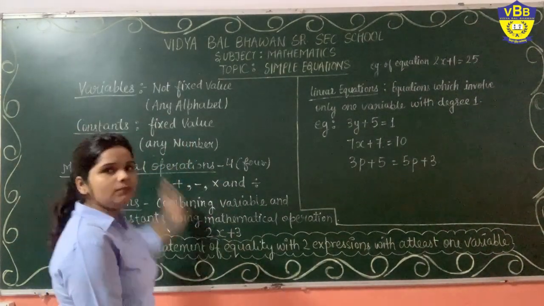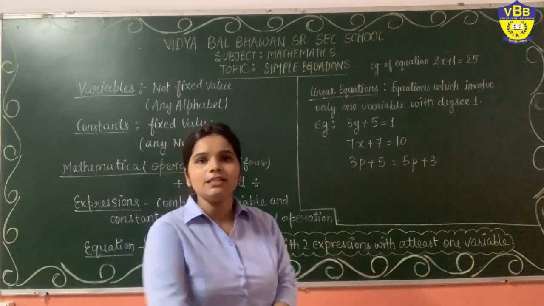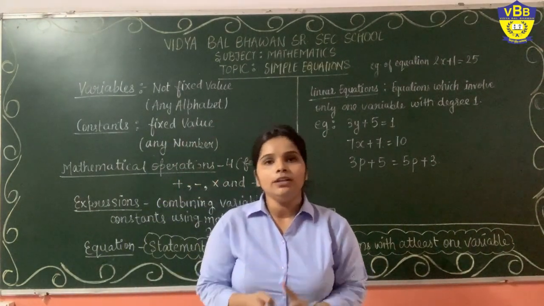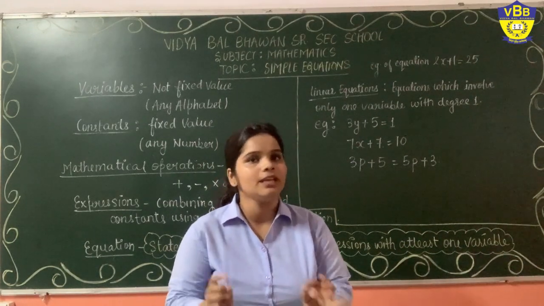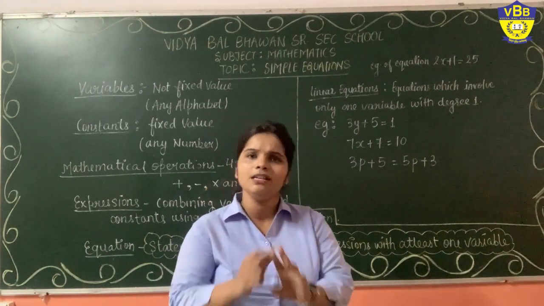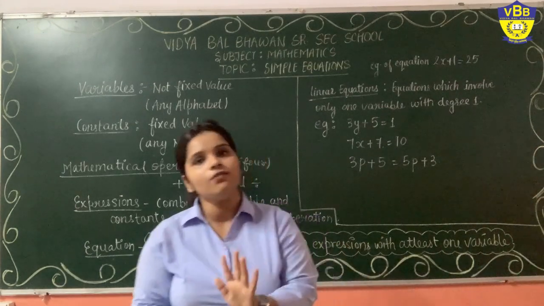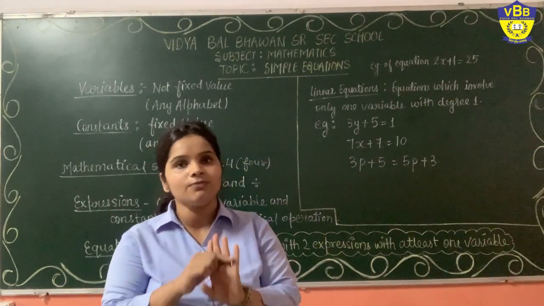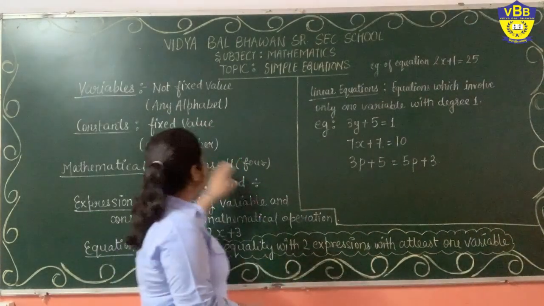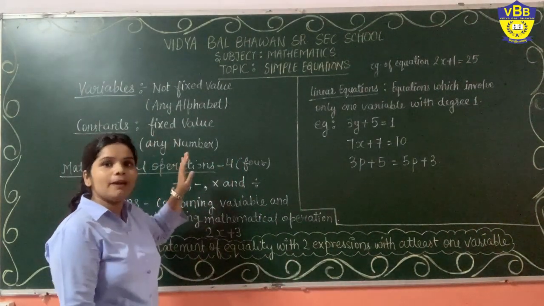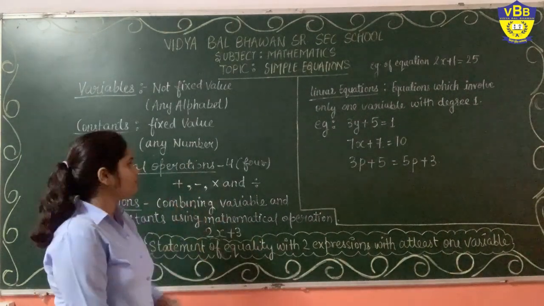After that, second one is constant. Constants are basically the quantities having a fixed value. Any number we can represent as a constant. Constant is fixed, like 5 toffees means 5 only. It is 5 in number and it is fixed. So we can represent constants by any number.